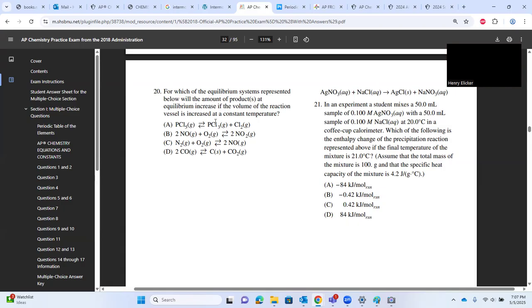All right, and so we're actually going to pick A because, well, notice that if we make products, we're going to have more gas on the right side than the left side. And as we stretch the volume of the container, we want to make more gas to accommodate for that change. So it's actually going to be A.